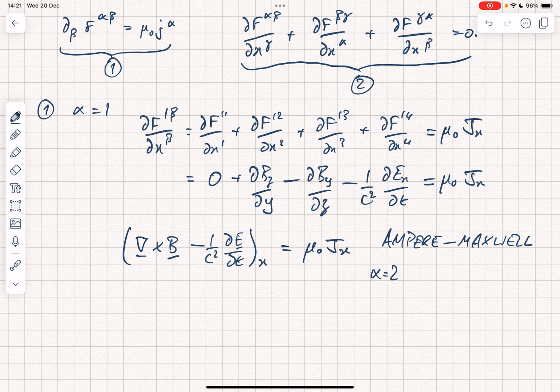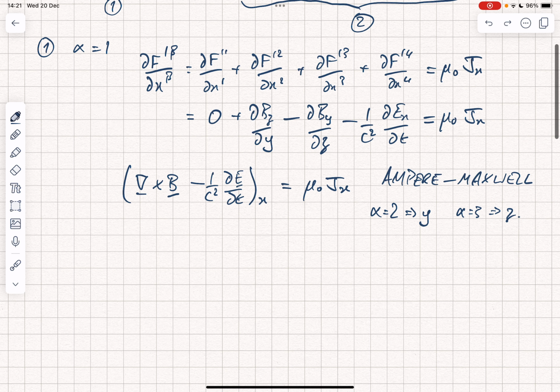Obviously, α equal to 2 gives us the y component, and α equal to 3 gives us the z component. So equation 1, this simple statement up here, which itself is obviously going to be invariant between reference frames, leads to the Ampère-Maxwell equation.